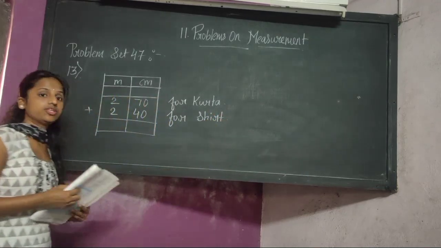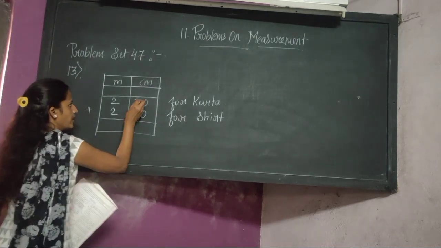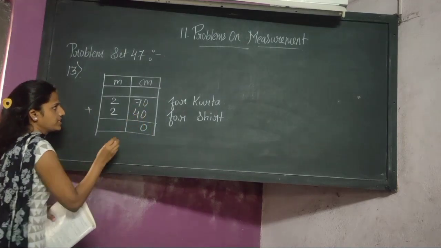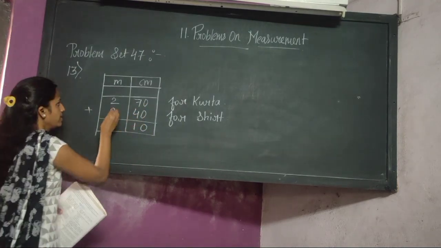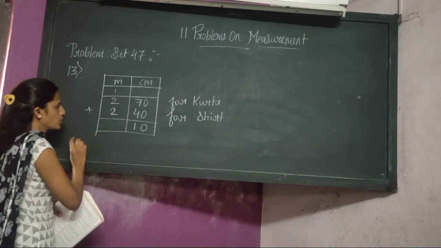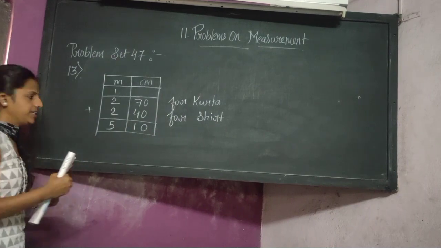Okay, now let's find out the total cloth she has bought. Total means we have to add. Okay, let's do addition. 0 plus 0 will be 0. 7 plus 4 will be 11. 1 will be here and 1 will be carried over. And this 1 plus 2, 3. 3 plus 2 will be 5. So the answer is 5 meter 10 centimeter.